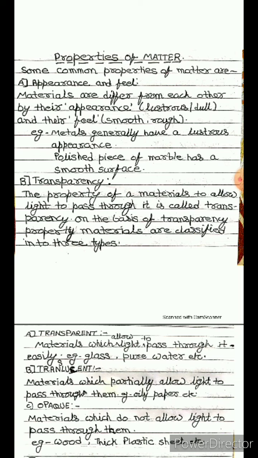The second is transparency. The property of a material to allow light to pass through it is called transparency. On the basis of the transparency property, materials are classified into three types.